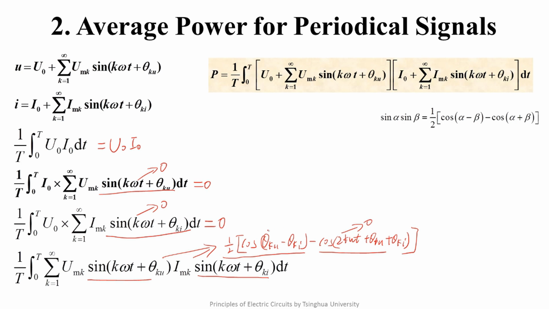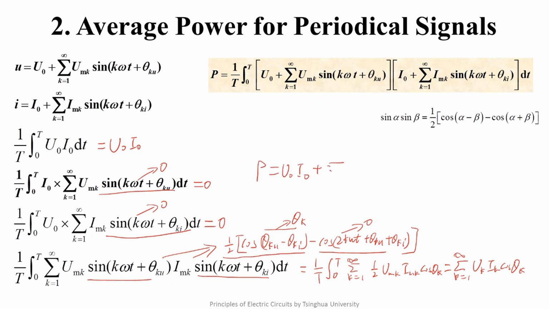Theta Ku minus theta Ki is the initial phase angle difference between the case harmonic voltage and current, and it's defined as theta K. So it equals this. UMK is the maximum value of case harmonic voltage, and UK is the effective value of case harmonic voltage. IMK and IK have similar meanings. By adding them together, we know the average power equals this.